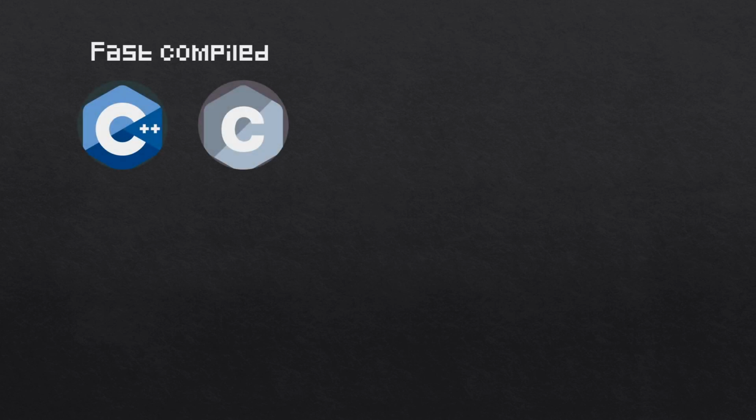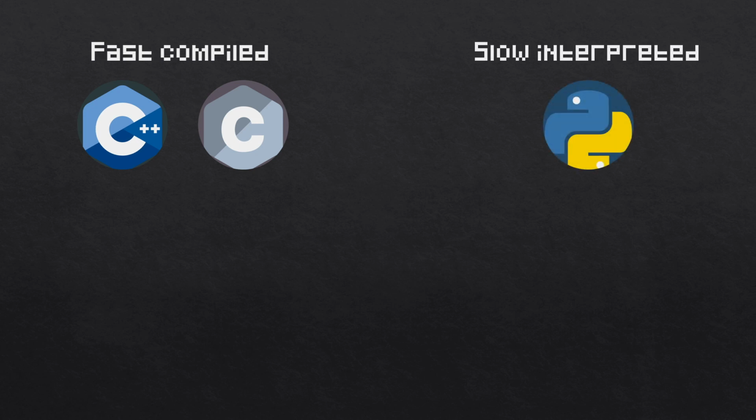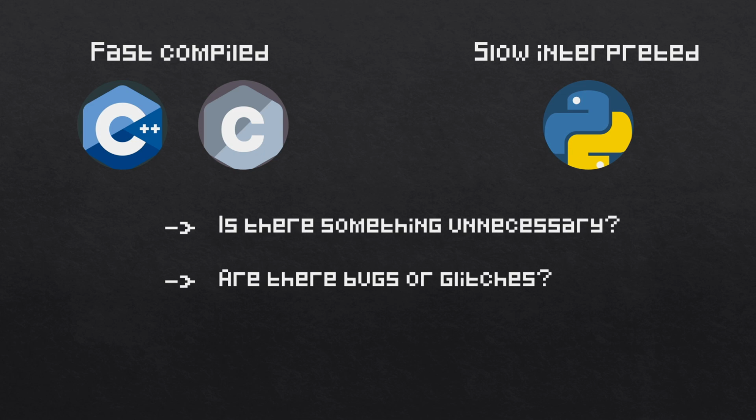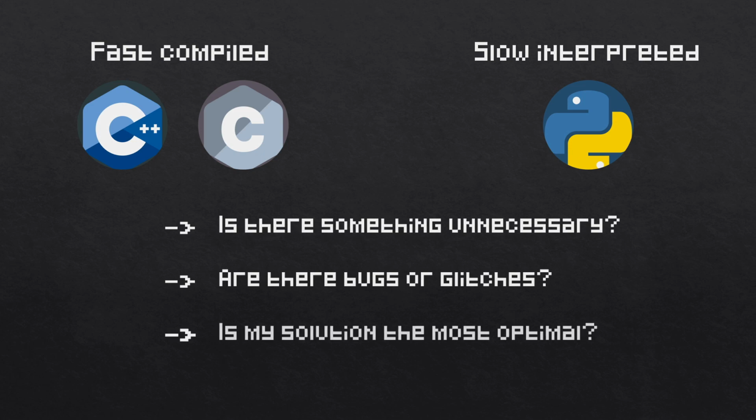You should time your code. Whether you're programming in a fast compiled language like C or C++, or in a slow interpreted language like Python, timing your code gives you a bunch of benefits. You can determine whether your program works right. You can determine whether there are any bugs or glitches you can fix, and if the solution you're presenting is the most effective one out there.